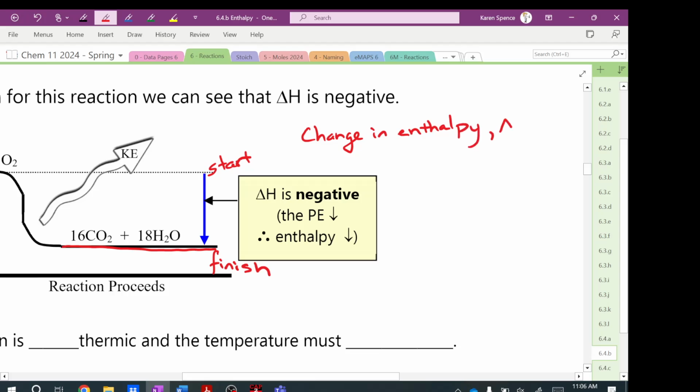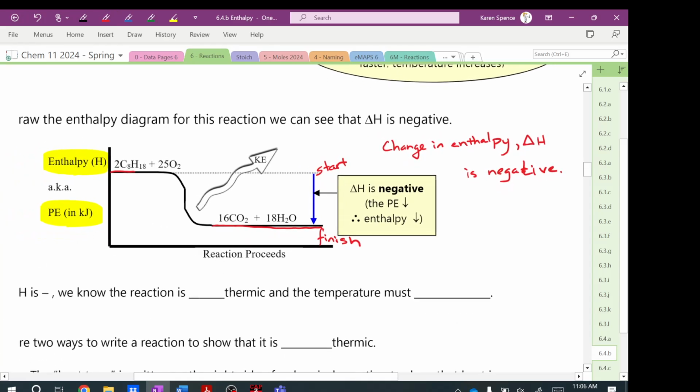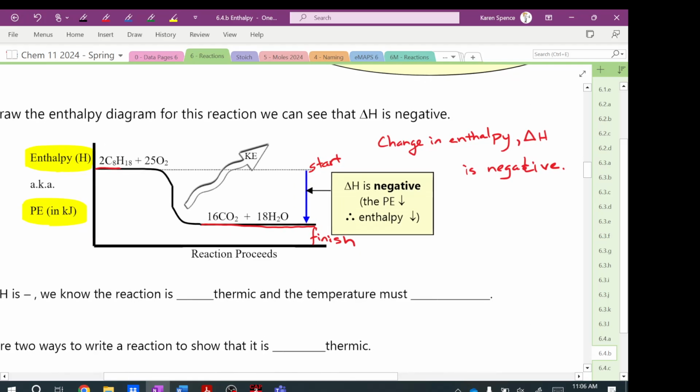And that means our change in enthalpy, delta H, is negative. So if delta H is negative, if we start with high potential energy and we finish with low potential energy, is this an endothermic or an exothermic reaction? This is exothermic. And if it is exothermic, what happens to the temperature? The temperature rises, increases.